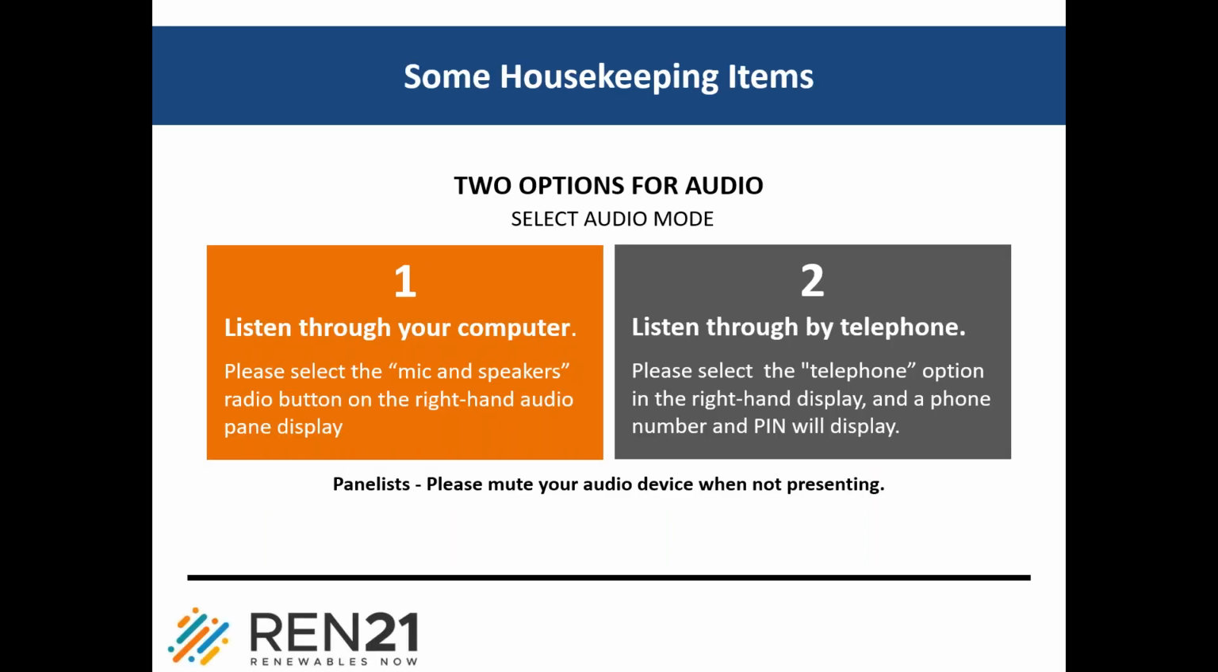So before we begin, I'll just go over some of the webinar features. First, for audio, you have two options, which you may either listen through your computer or over your telephone. And if you choose to listen through your computer, please select the mic and speakers option in the audio pane. And then you can also dial in by phone. And if you select to do the audio through the telephone option, you'll see within a box on the right-hand side the telephone number and the audio pin, should you select that option.